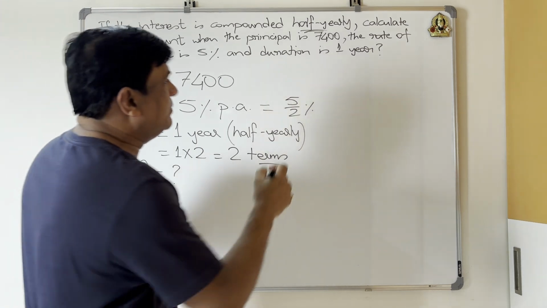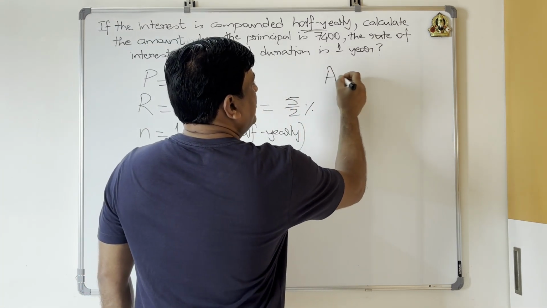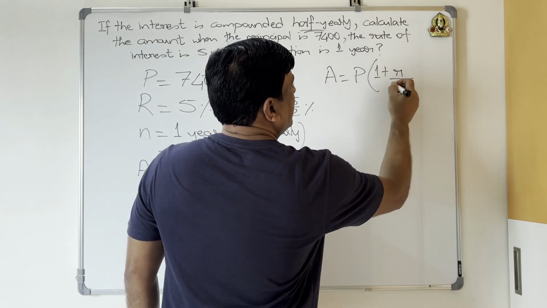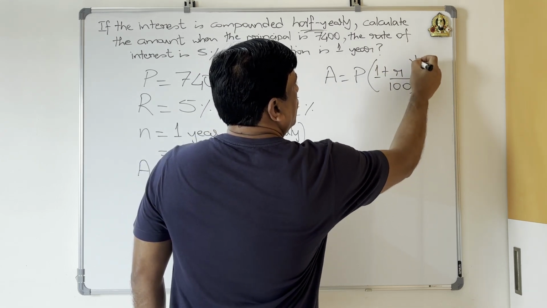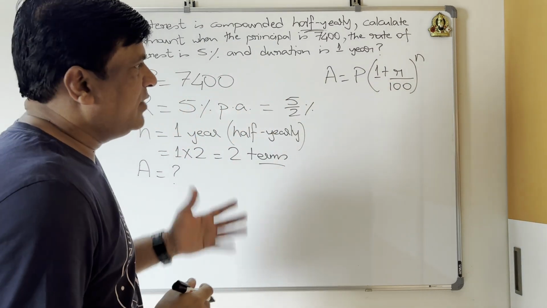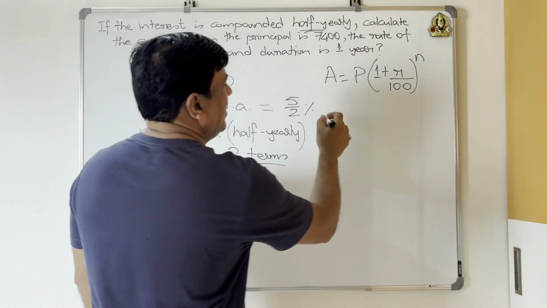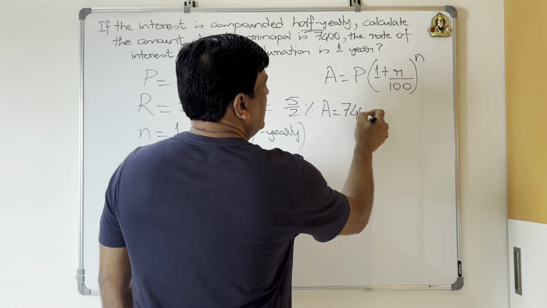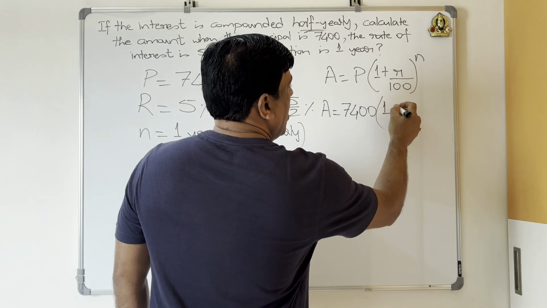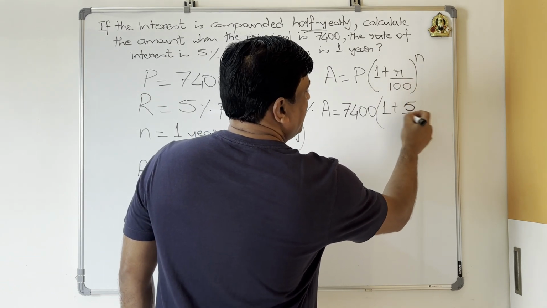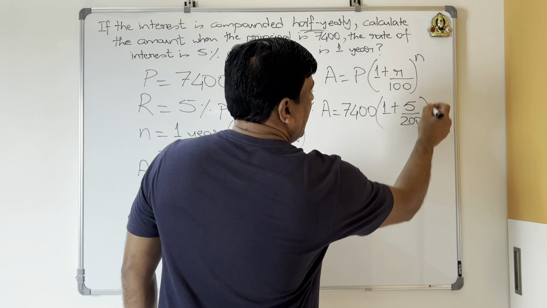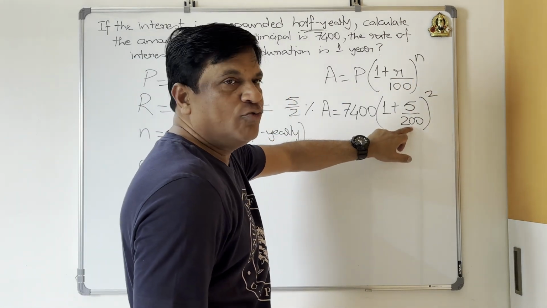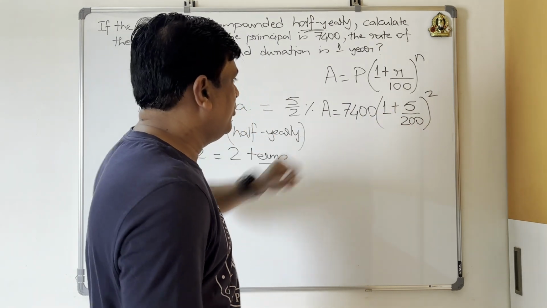So what do you know? Amount is equal to P times 1 plus rate by 100 to the power n. That is what we know about compound interest. Now let's plug in the values. So you get amount is equal to 7400 into 1 plus, this becomes 5 by 200 because we have the rate as 5 by 2. I've just taken the 2 down and multiplied it with 100.